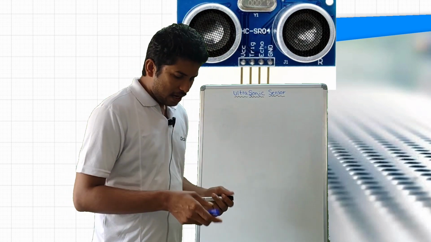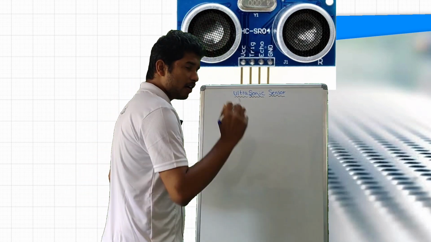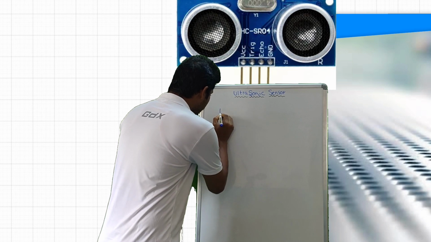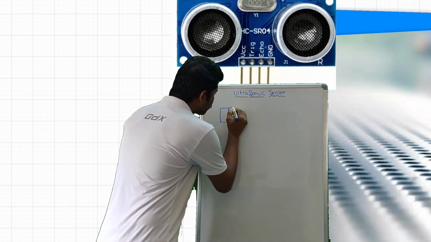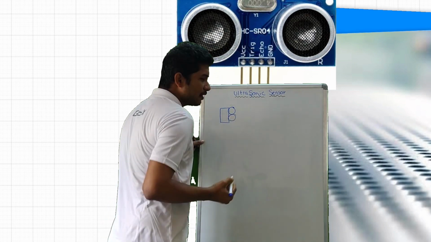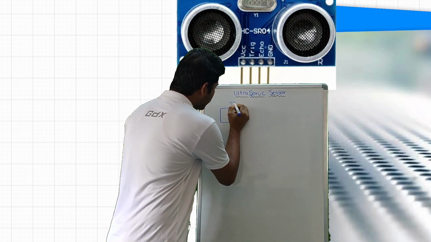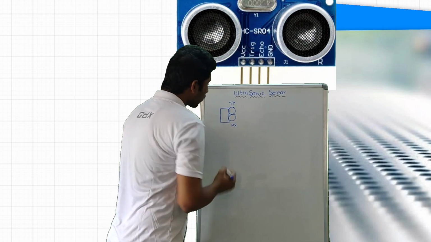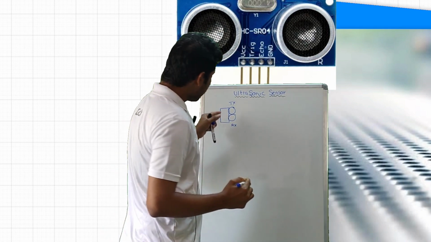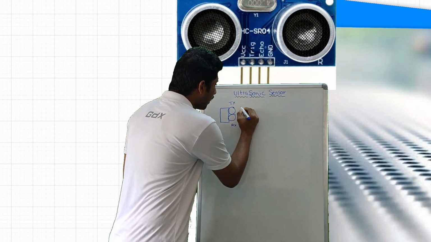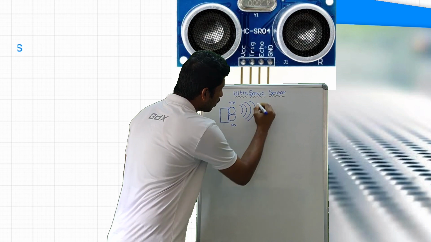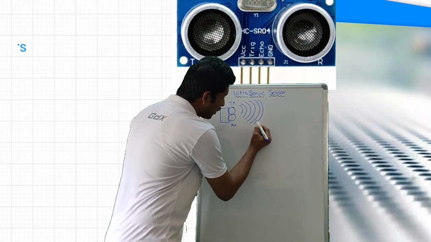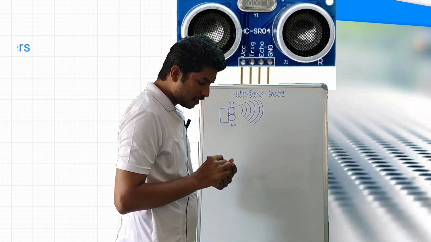There are two major parts in this ultrasonic sensor: the first one is the transmitter and the second one is the receiver. Here you can see there are two main parts. The transmitter generates ultrasonic sound signals. In this way it generates the ultrasonic sound signals.